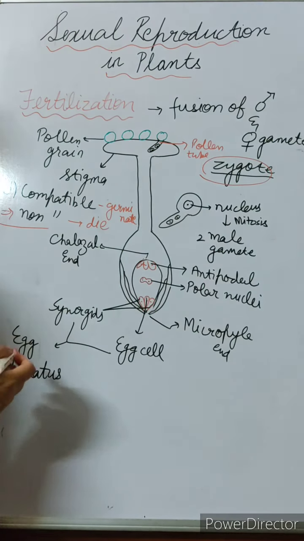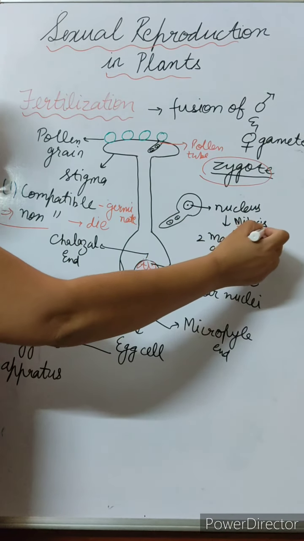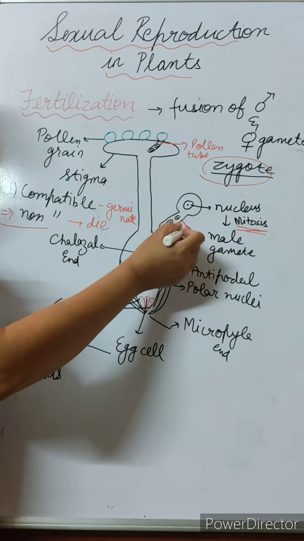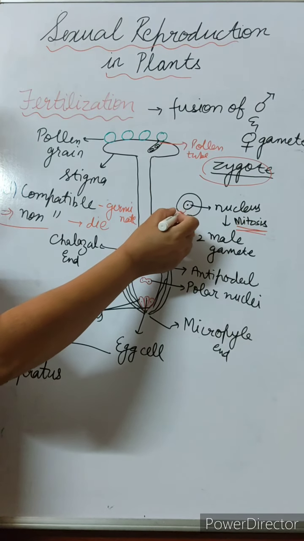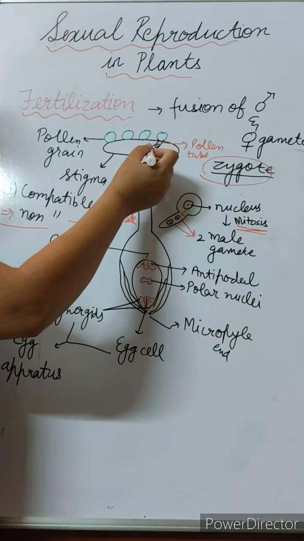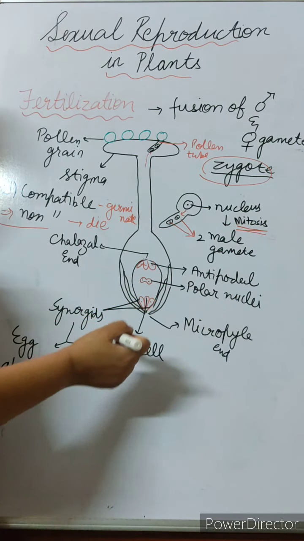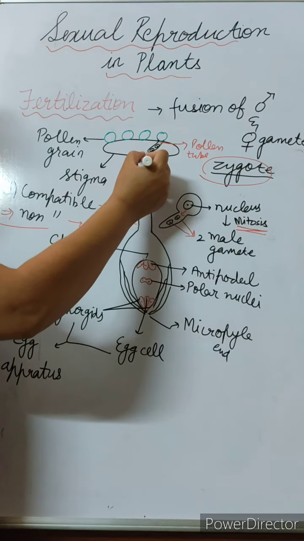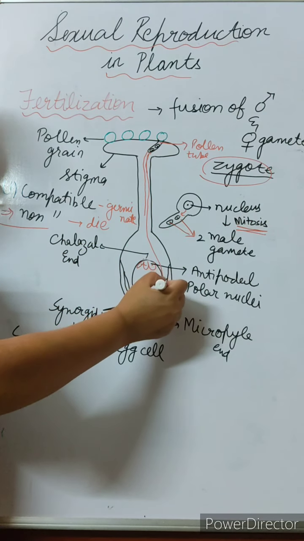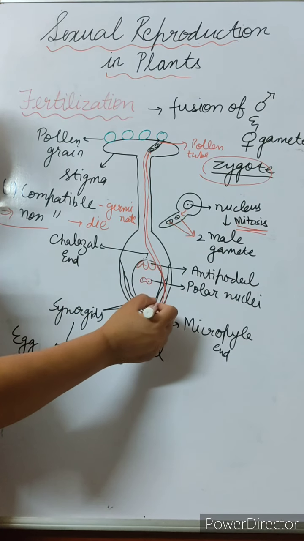Now, as soon as the pollen tube is formed, the nucleus of the pollen divides by mitosis and results in the formation of two male gametes. See, these are the two male gametes that are formed by the mitotic division of the nucleus of the pollen. Now this pollen tube will slowly and gradually keep growing to reach the egg. It will grow until the pollen tube reaches the entry of the ovule, right?